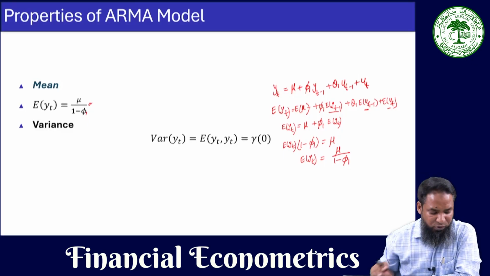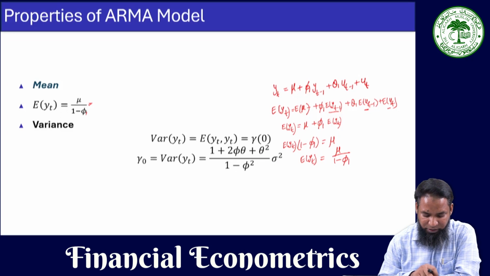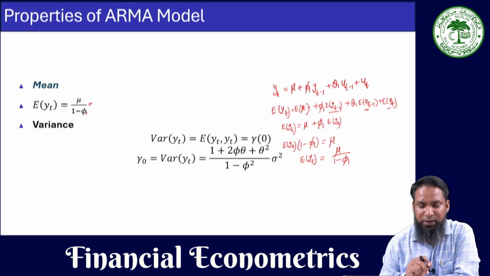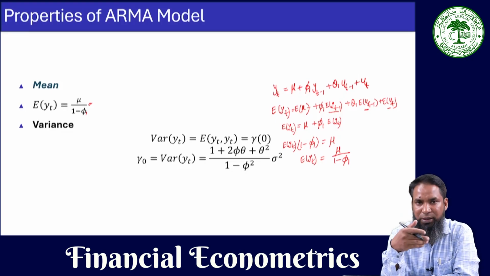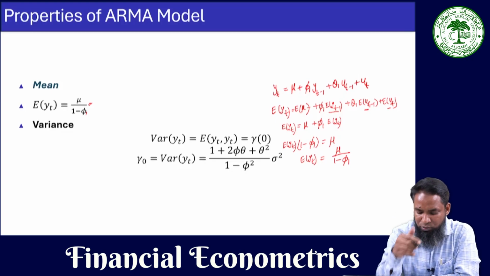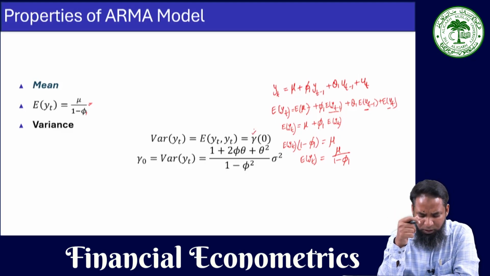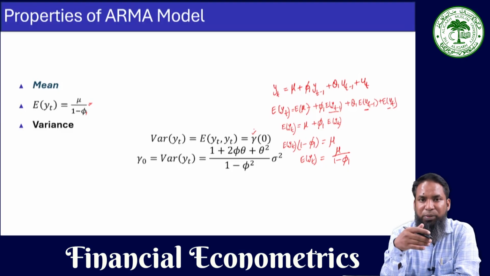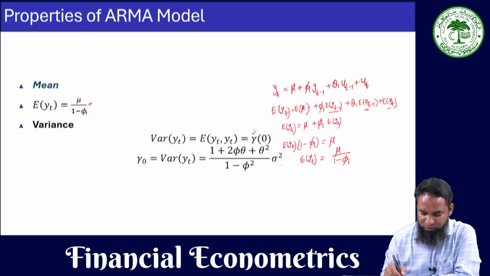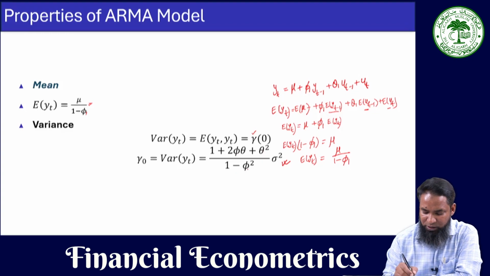Similarly, for the variance, we know that the variance of yt is the expectation of yt into yt, that is the covariance of yt at lag s equal to 0. Therefore we represent it using gamma 0, that is the autocovariance at lag 0. Using a similar approach as we did in the case of the autoregressive and moving average processes, we get the variance of the ARMA process as (1 plus 2 phi theta plus theta square) upon (1 minus phi 1 square). Here phi 1 is the parameter of yt minus 1 and theta 1 is of ut minus 1.